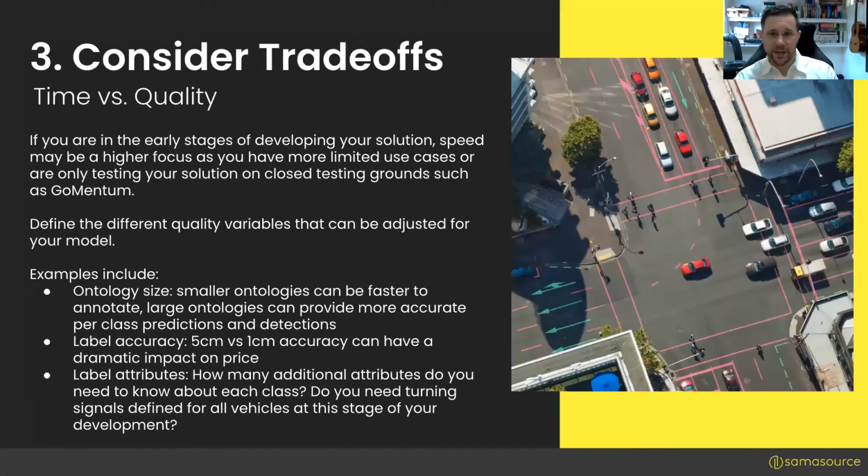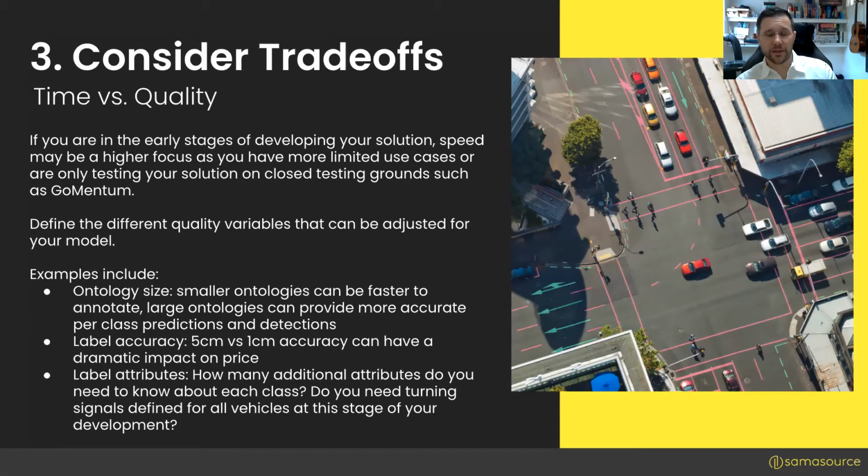So back to making our quality rubric, you want to consider trade-offs. And I've mentioned this a little bit. If you're in the early stages of developing your solution, speed may be a higher focus as you have more limited use cases, and maybe you're only testing on closed testing grounds, such as Momentum or something like that. Define the different quality variables that can be adjusted for your model. So some examples here, when you're earlier in development: do you want to have a smaller ontology? It can be faster to annotate and less error prone, which can get you data back faster and cheaper.